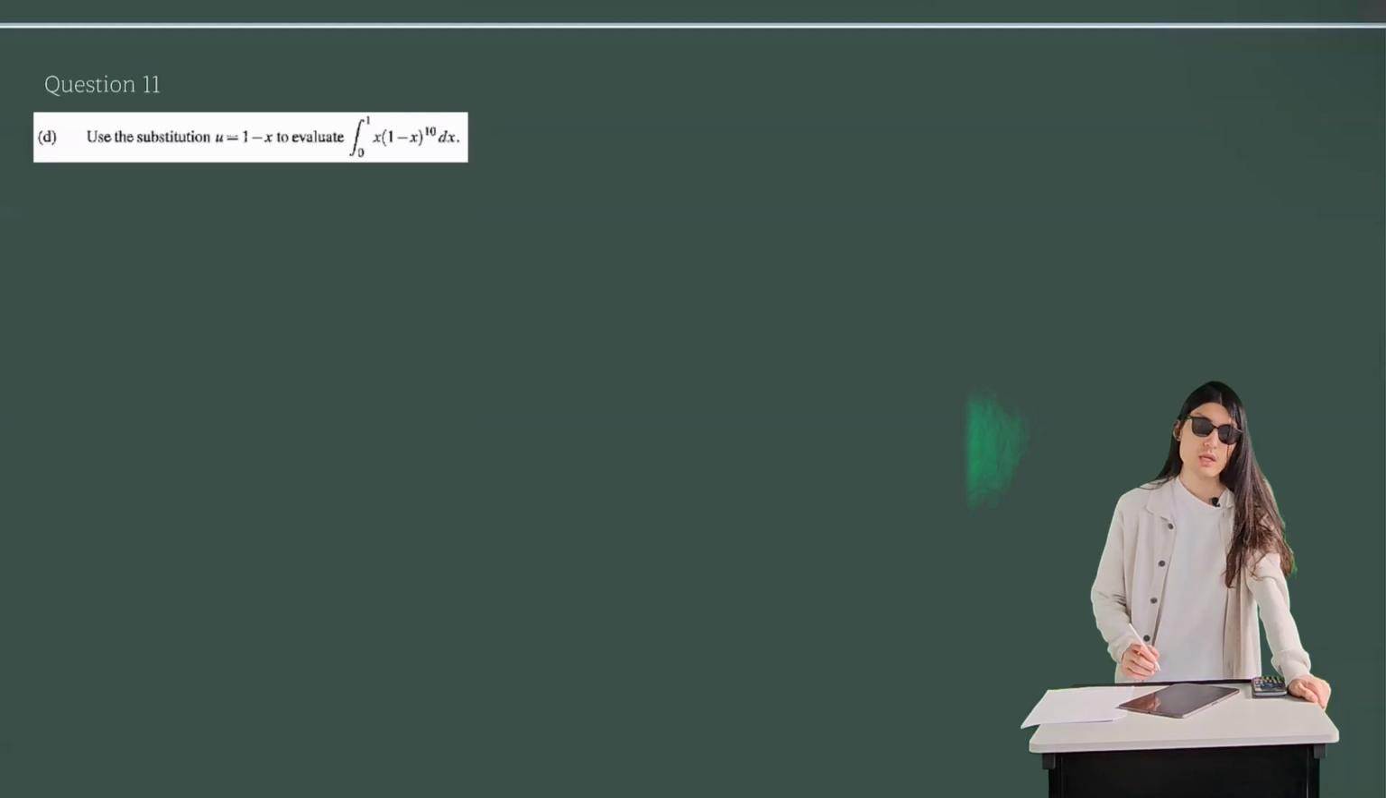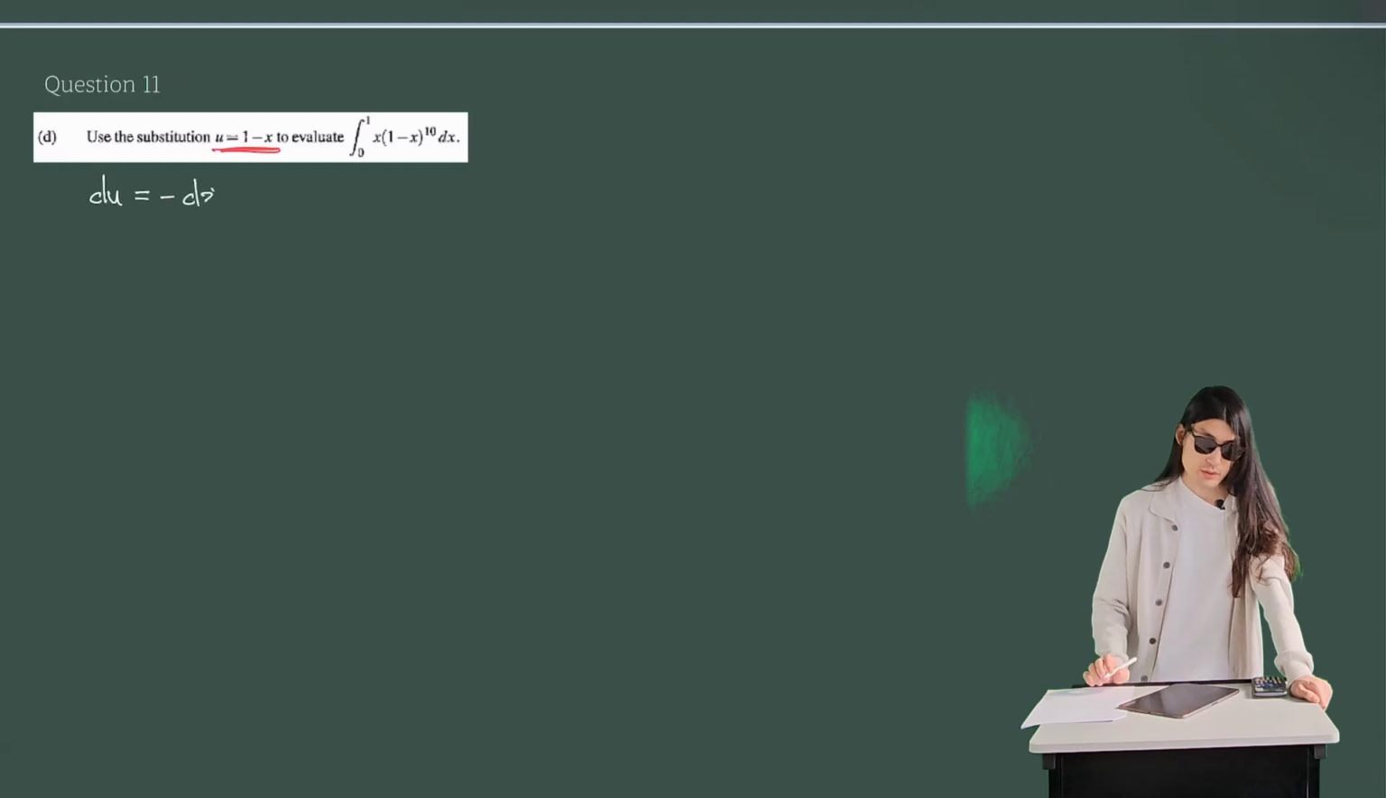All right. So differentiate the expression that you are substituting to obtain du equal to negative dx. We also need to change the boundaries. So we have x equals to 1 and x equals to 0 as our upper and lower boundaries in the integral.